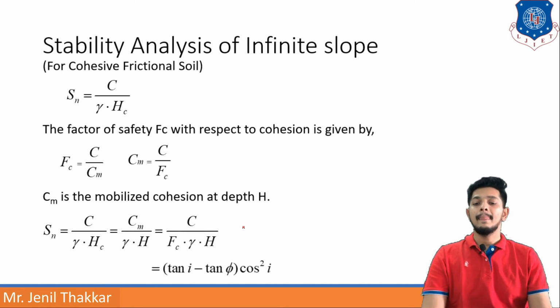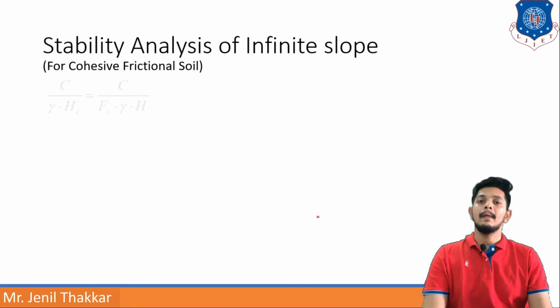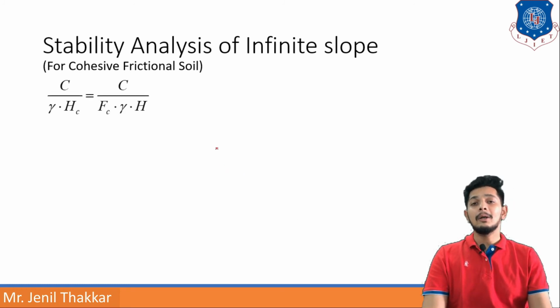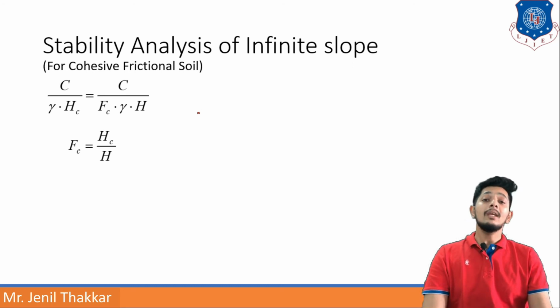Moving forward, now we can write this equation in terms of tan I and tan phi from the previous slide: (tan I minus tan phi) into cos square I. That is the stability number we have assumed. Now it can also be mathematically compared as C upon gamma into Hc is equal to C upon Fc into gamma into h. From that we can derive a very simple but basic equation: Fc is equal to Hc upon h. Now it includes cohesion and critical height both. So it is very important for numericals. Fc is equal to Hc upon h.